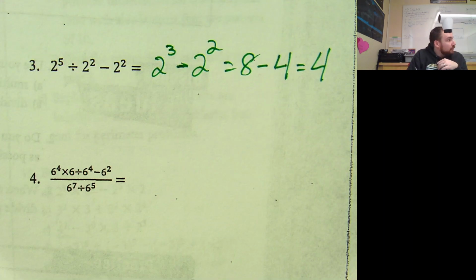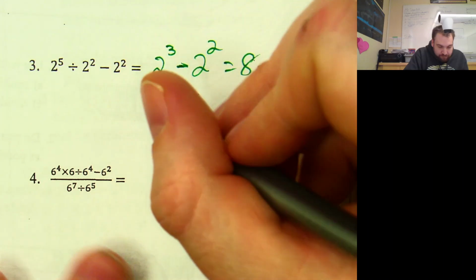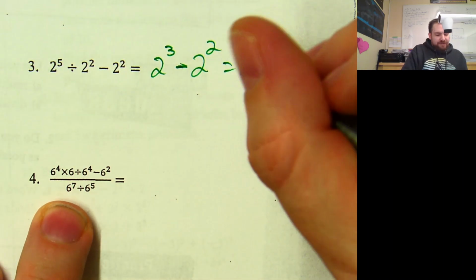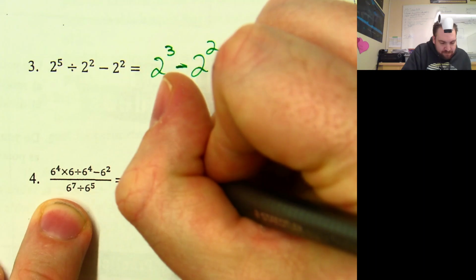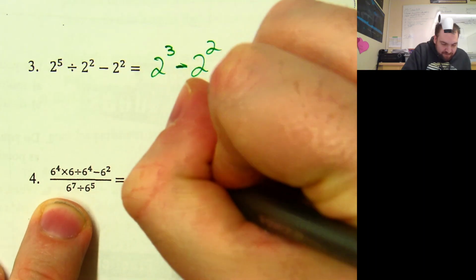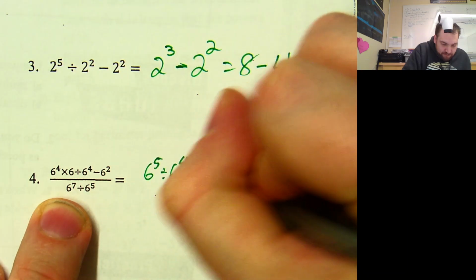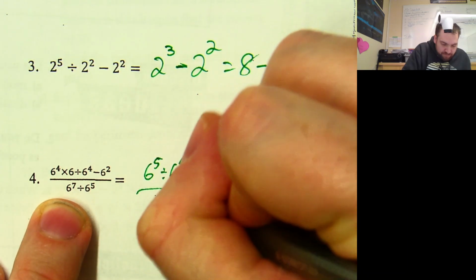Carmen. I saw that hand. Okay. Brave soul. Carolyn. So sorry, slow down. Say it again. Okay, so 6 to the 5 divided, so you're doing it in steps. I love it. Minus 6 squared all over 6 to the 7, 6 to the 5. Okay, keep going.